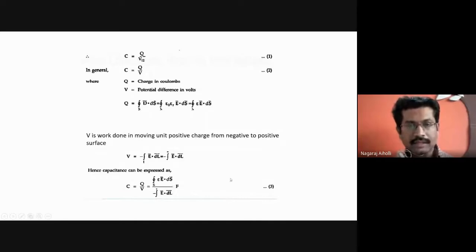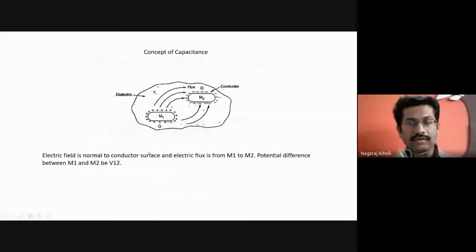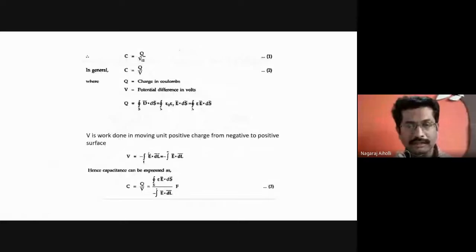This is the equation for the capacitance. The general equation for capacitance is the closed surface integral of epsilon E bar dot dS bar divided by minus the line integral from negative to positive of E bar dot dl bar, in farads. So like this we have derived the equation for the capacitance between two conductors, given by equation number 3. Any difficulty up till here, students? Is everyone following?